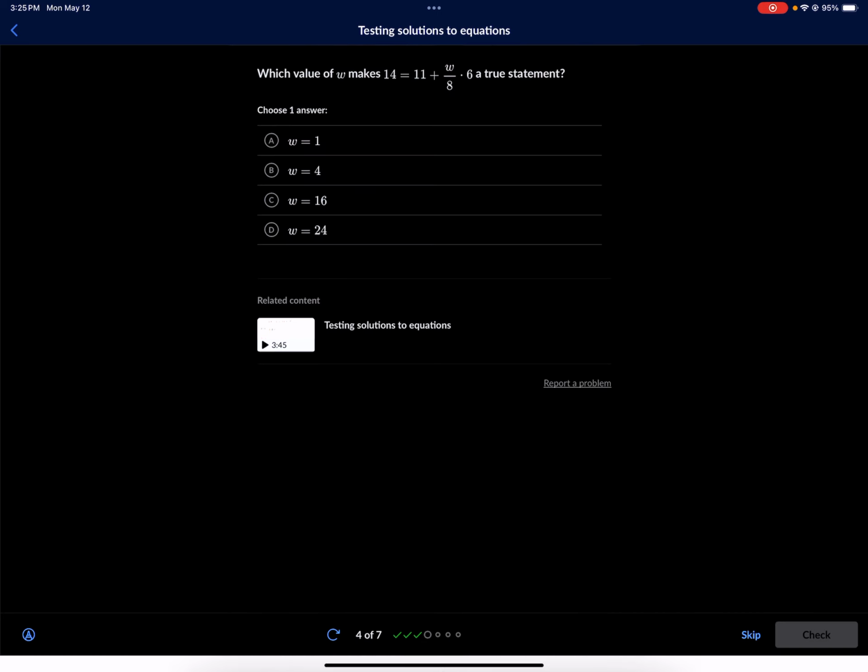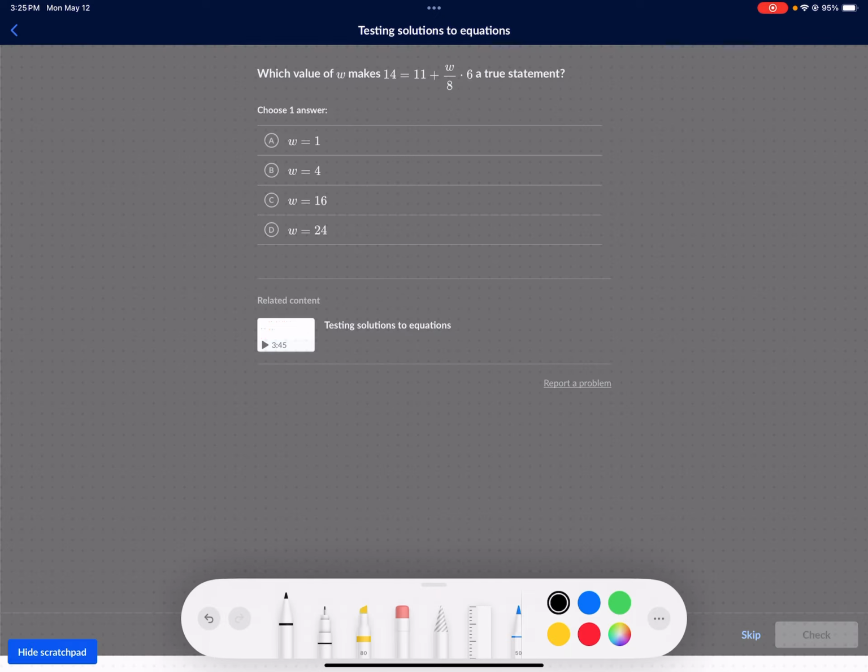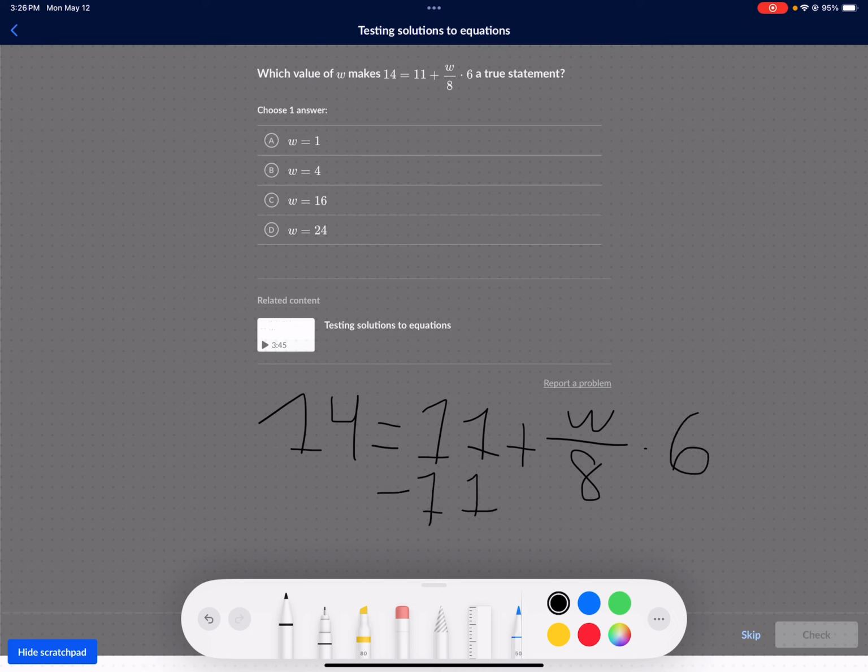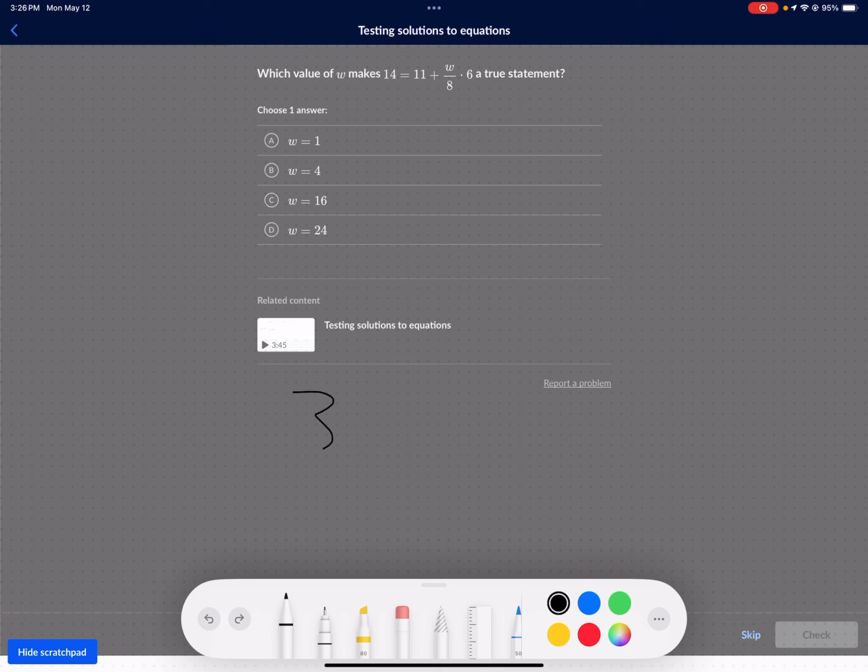Okay, next problem. What value of W makes 14 equals 11 plus W over 8 times 6 a true statement? So what we do here, we have to plug in values again. So let's take a look at this. What we can do here is move 11 to the other side. We have to subtract 11 on both sides of the equation, so it's going to stay the same. So we can turn this problem into 3 equals W over 8 times 6.